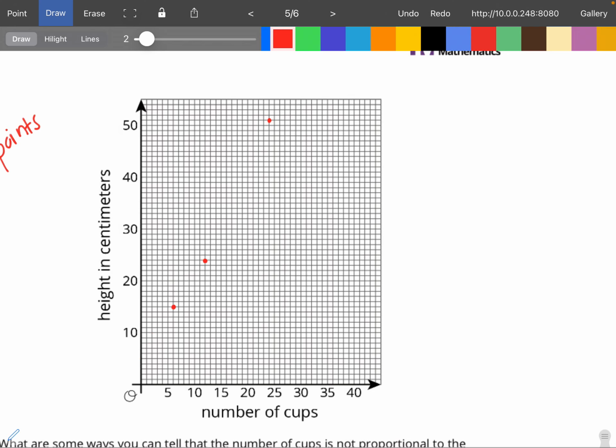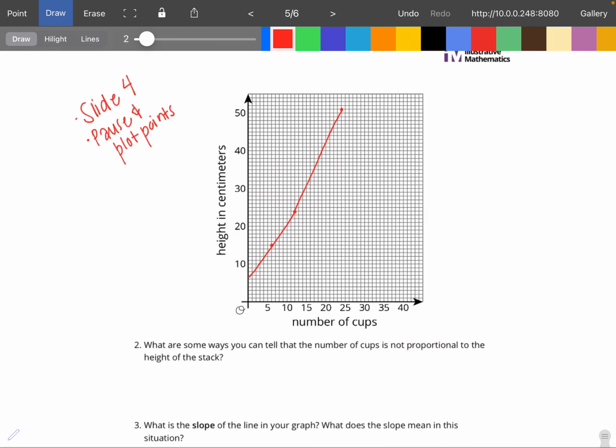It's actually a lot easier on Classkick than it is for me on my tablet, but this is a straight line through the points. I'm just having a little trouble drawing it. Let's see. There we go. It's not perfect, but it is a straight line.